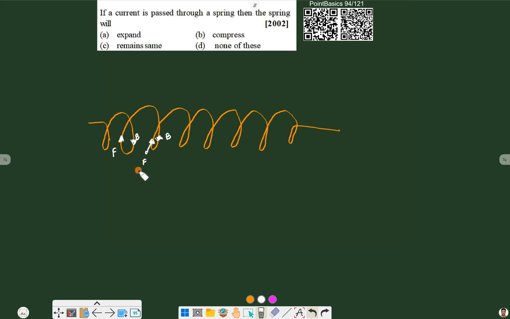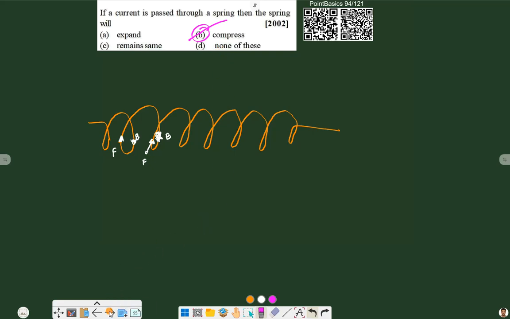to the front. As we can see, in the case of two front sides, they have current in the same direction, and similarly in the case of two back sides, they have current in the same direction. And we know that when two parallel conductors have current in the same direction, they attract each other. So these two sides will attract each other, and similarly the upcoming sides will all attract each other. So in short, our spring will compress. So option B will be the right answer here.